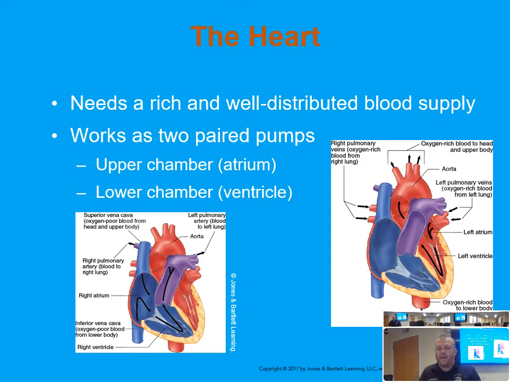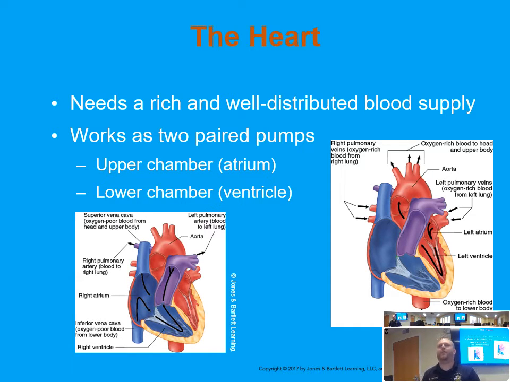Your heart needs a rich and well-distributed blood supply. It works as two paired pumps. The upper chambers are called your atrium or your atria. Atrium is singular, atria is plural. Your lower chambers are called your ventricles. Remember, your right side is oxygen poor and carbon dioxide rich. Your left side is carbon dioxide poor and oxygen rich.